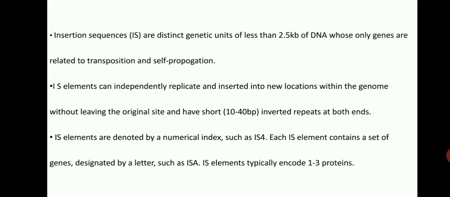Nucleotide long sequences at each end repeated nearly or identically but oriented in opposite direction. Okay, that's why they are called inverted repeats.